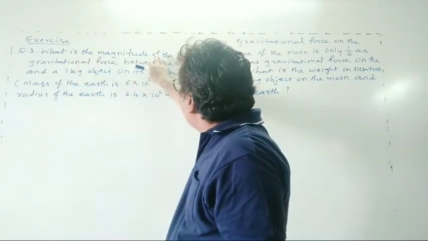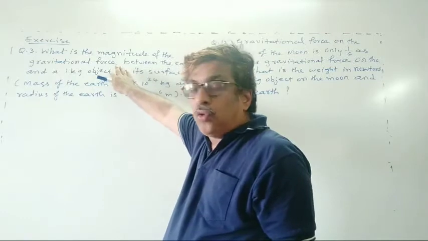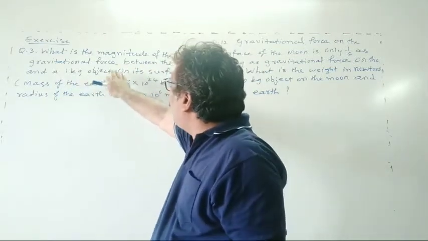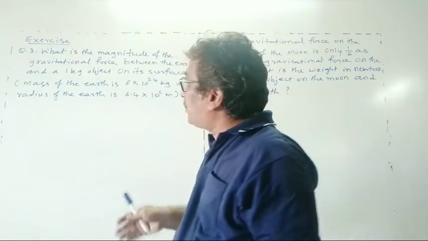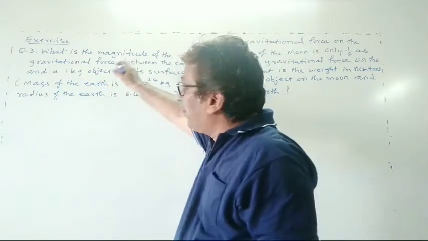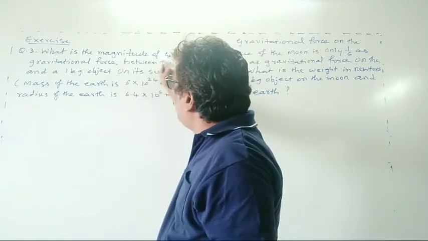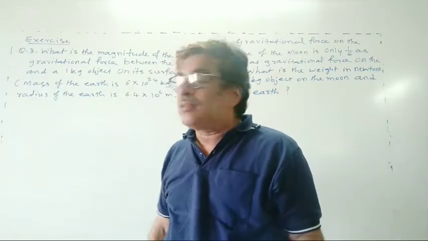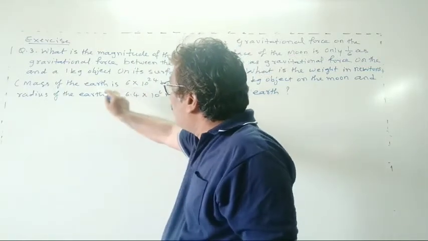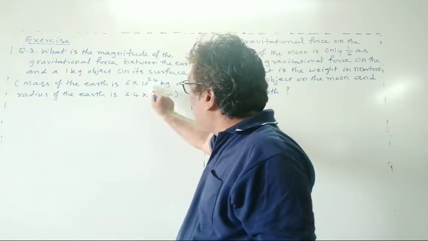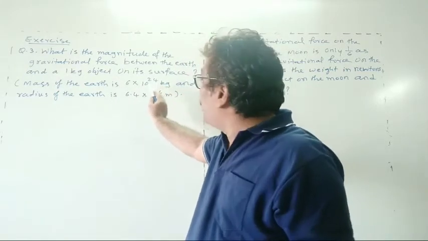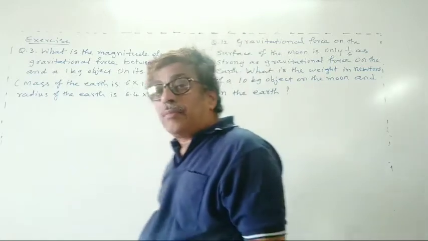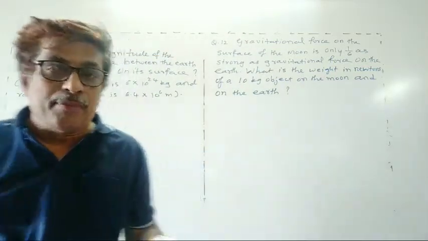What is the magnitude of the gravitational force between the Earth and a 1 kg object on its surface? Let me read the question again. See, the mass of the Earth is given as 6 multiplied by 10 raised to 24 kg, and the radius of the Earth is given as 6.4 multiplied by 10 raised to 6 meters.